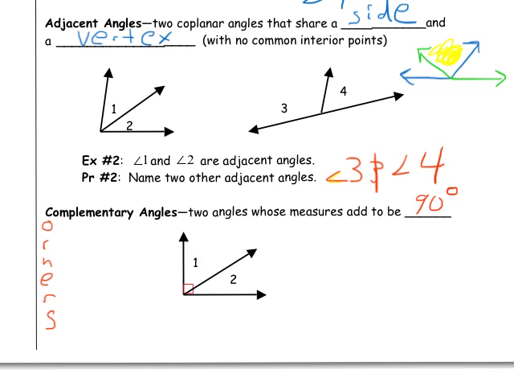So 1 and 2 here. When we combine these two angles, we can see by the little square right here that they're going to add up to be an exactly 90-degree angle, or a right angle. So that's what I mean by complementary angles make corners. That's a little trick to remembering that one.